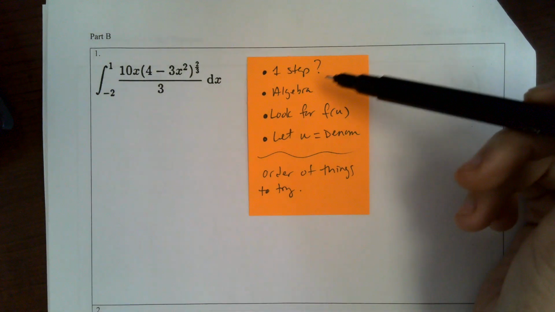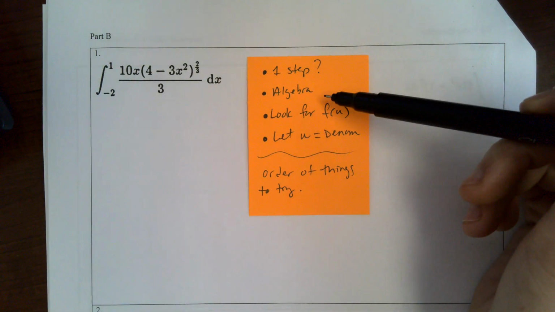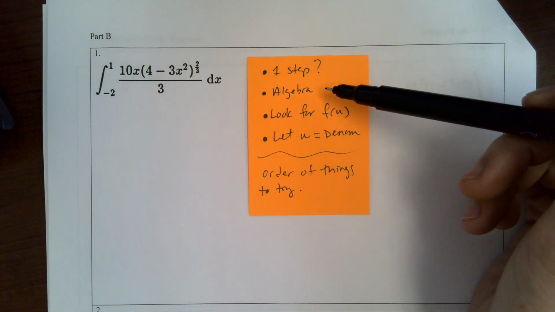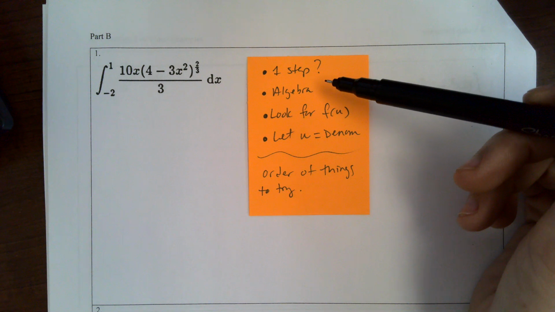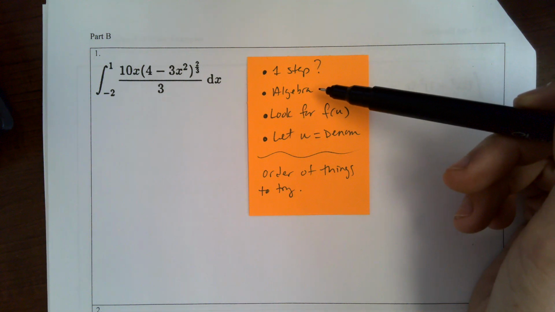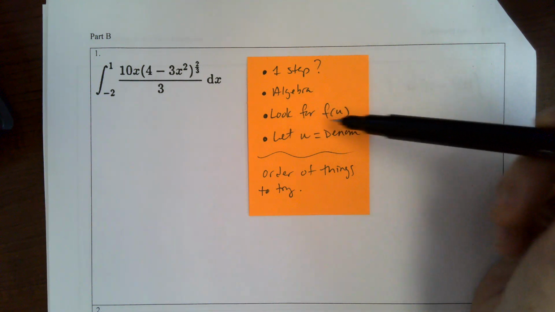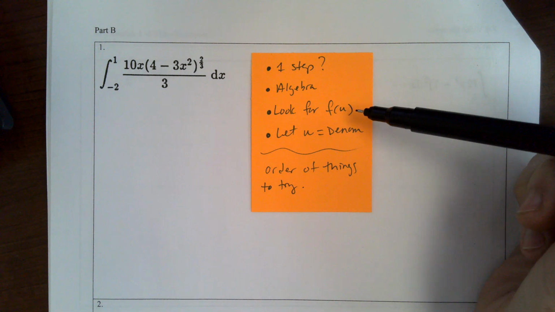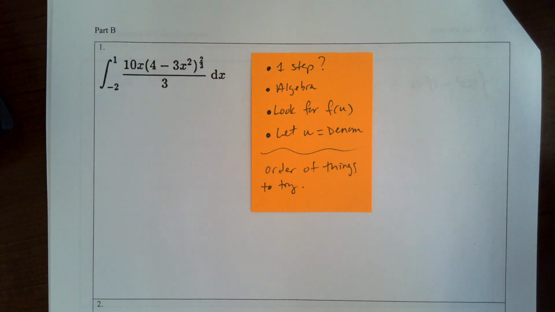All right, so first, is it a one step? If it's not, you could try some algebra to rewrite it so it is. But then if the algebra doesn't work, you could look for f of u. Okay, so f of u would be if you had one function inside of another function. Okay, so that would be finding an f of u.